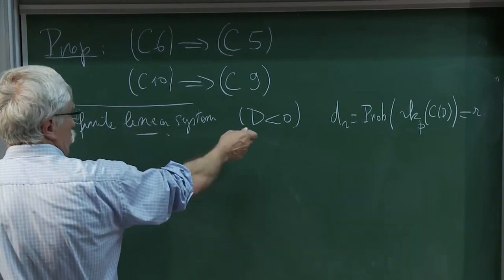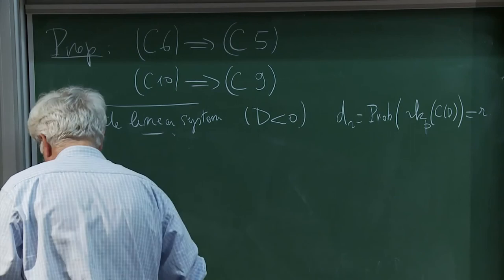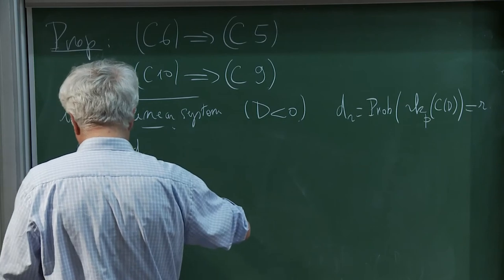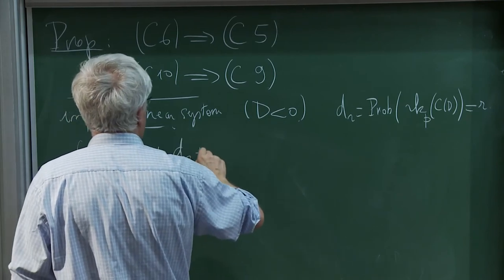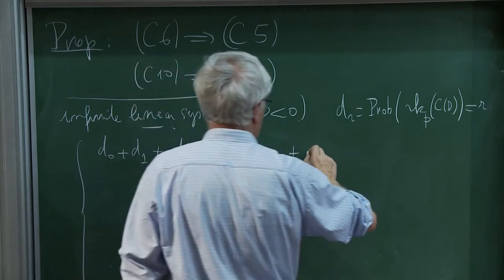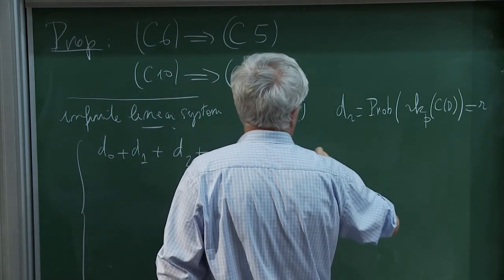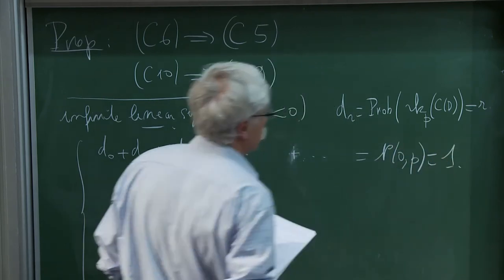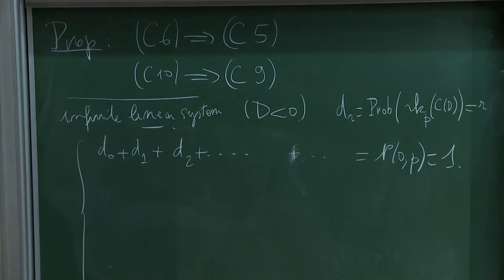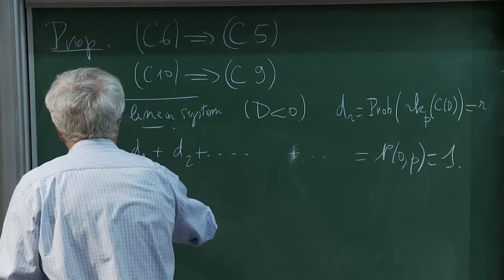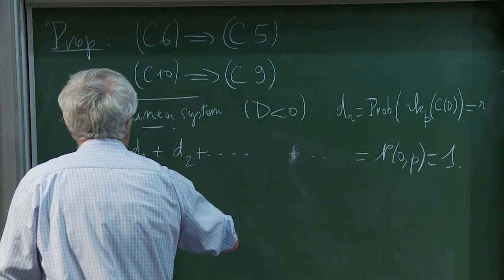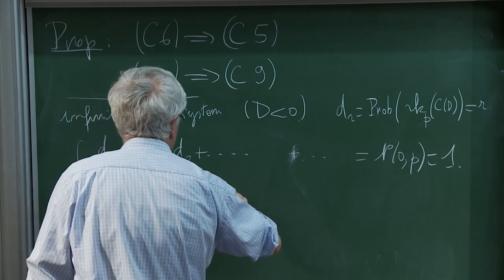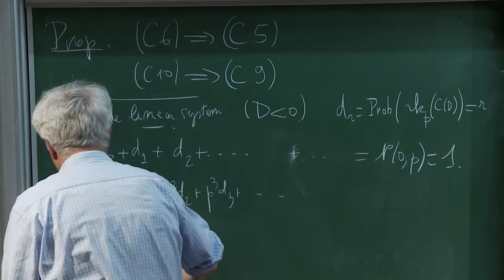So you meet this infinite linear system, which is d0 plus d1 plus d2 and so on is equal to 1, of course. So the sum of probabilities is equal to 1. And after it's d0 plus p d1 plus p squared d2 plus p cubed d3, and so on, and d0 plus p^2 d1 plus p^4 d2.